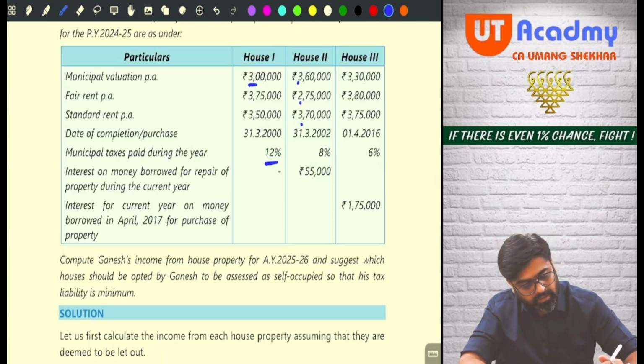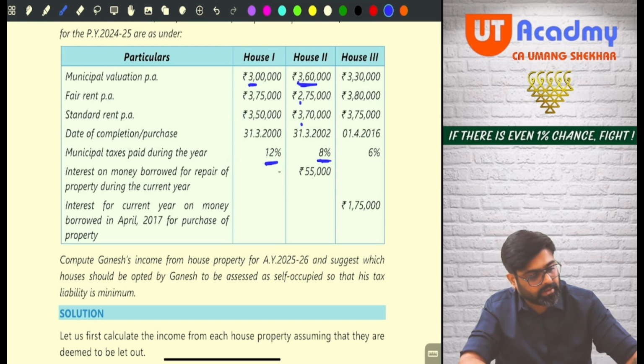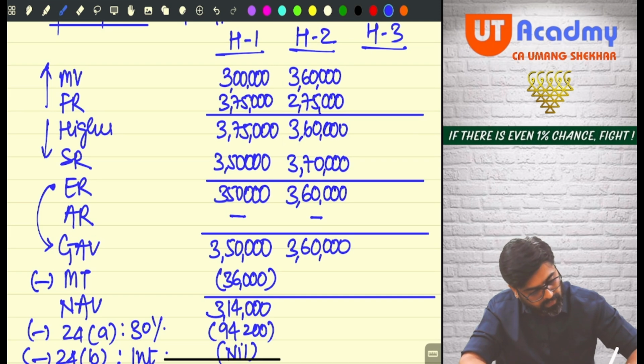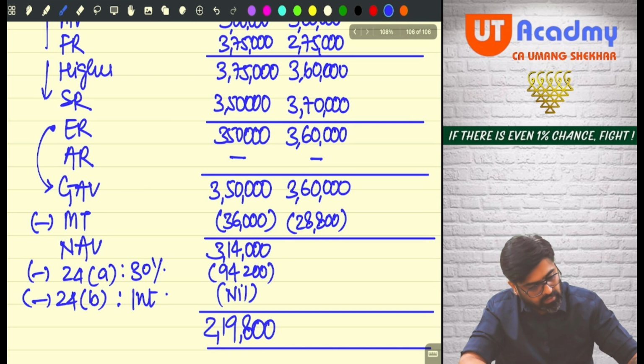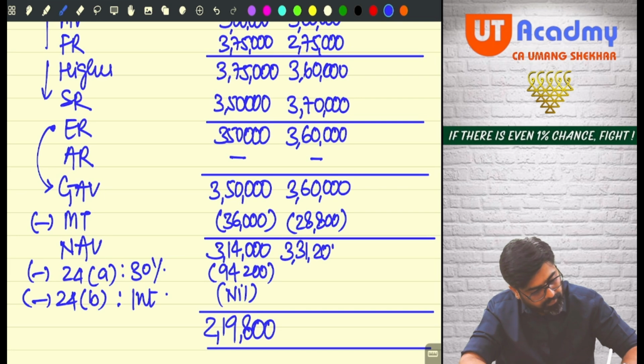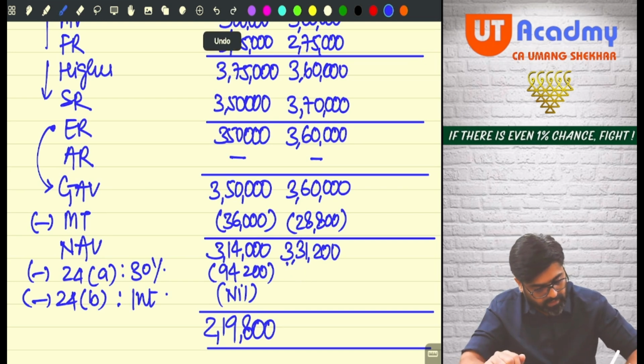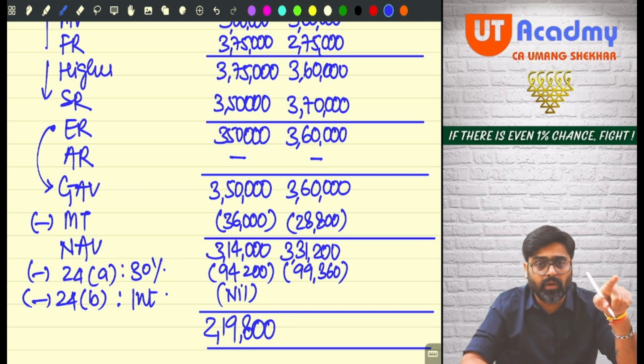Can I say now 8% of 3 lakh 60,000 will be 28,000? That is municipal tax. Municipal tax is allowed if the property is treated as what? DLOP, no? So minus the amount from 3,60,000, you will get 3,31,200. And for this, you are supposed to take 30%, that is 99,360. Everyone, 99,360. Yes or no?